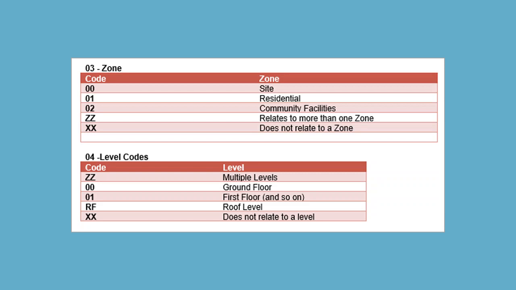Level codes are for the levels of the building. A section or an elevation would have ZZ for multiple levels. 00 for ground floor, 01 for first floor, 02, 03, 04 and so on. And then up on roof level, that would be RF. If a document does not relate to a level, then it will be XX.